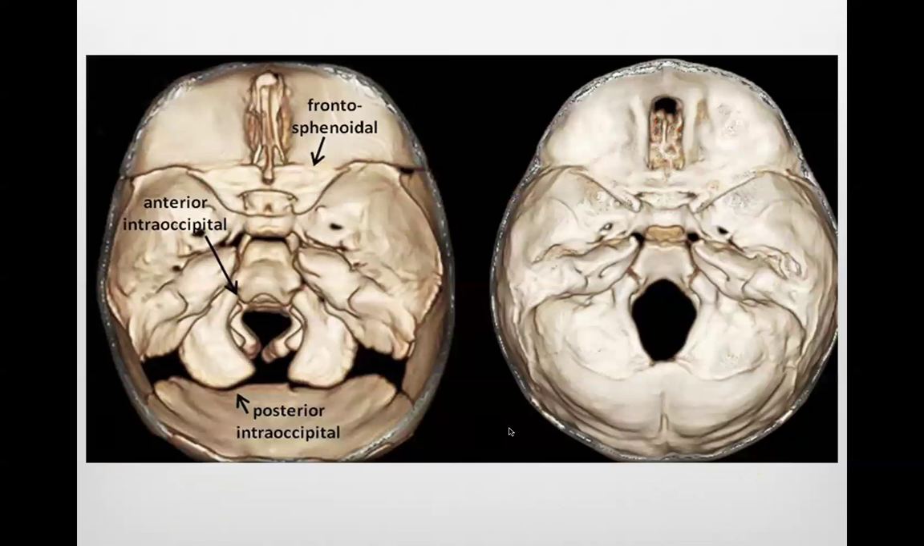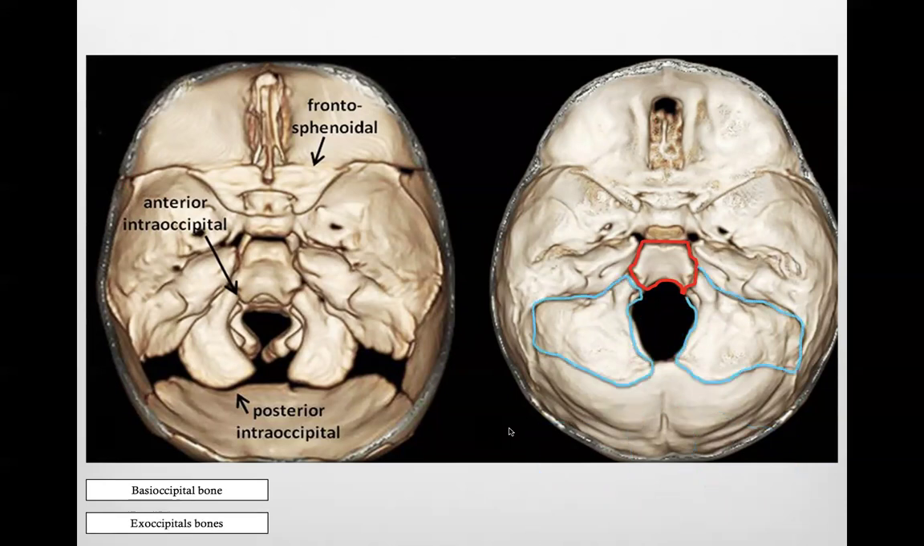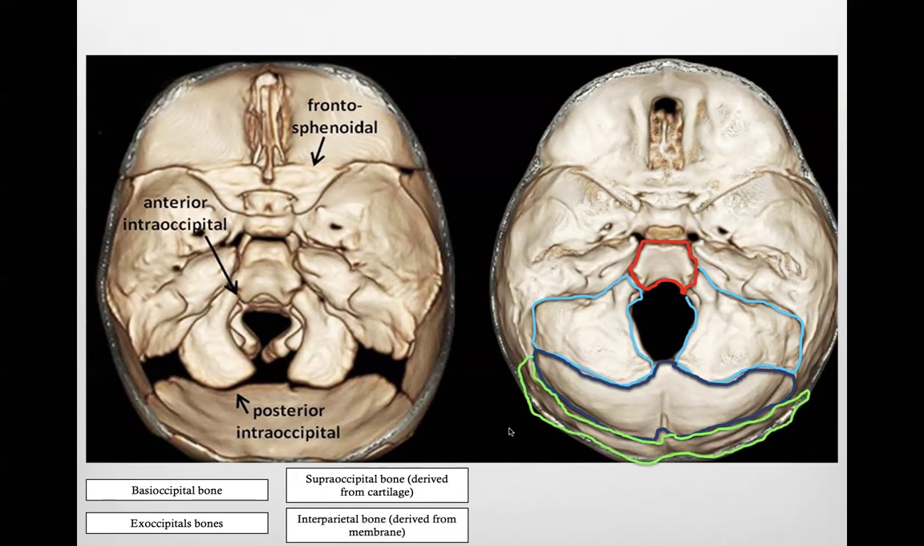Now, one thing that is very fascinating to me is the development of the skull base and in particular of the occipital bones. Why? Because there are a lot of possible pitfalls in the interpretation of the developing occipital bone that is formed by four bones. We have anteriorly the basioccipital bone, two exoccipital bones surrounding laterally the foramen magnum, and then the squama occipitalis, which is divided in the supraoccipital bone that is derived from cartilage, and the interparietal bone that is more cranial and is derived from membrane. It is a membranous bone.